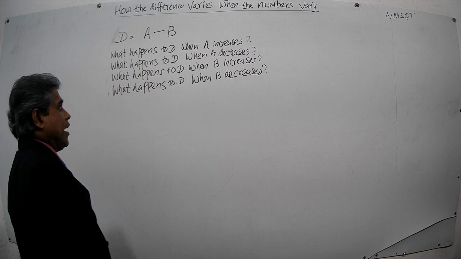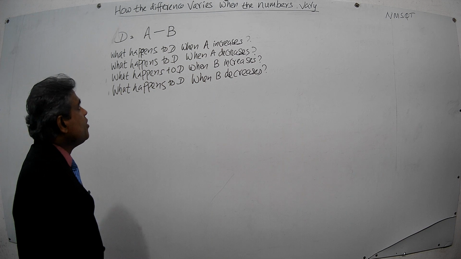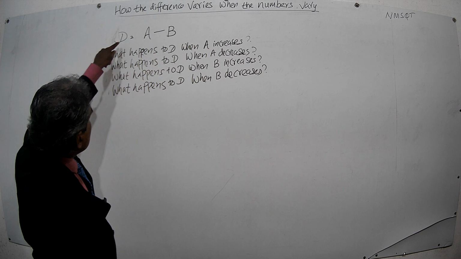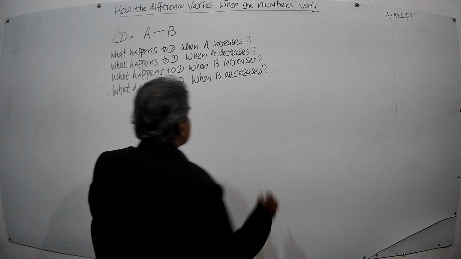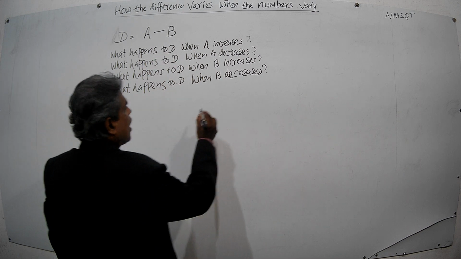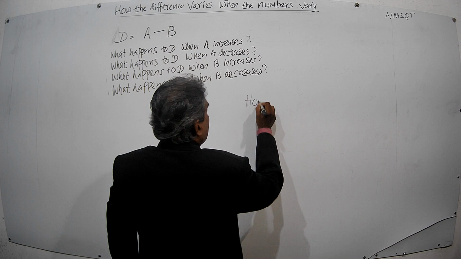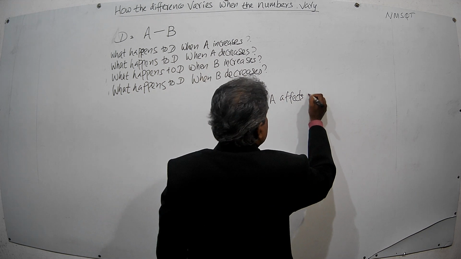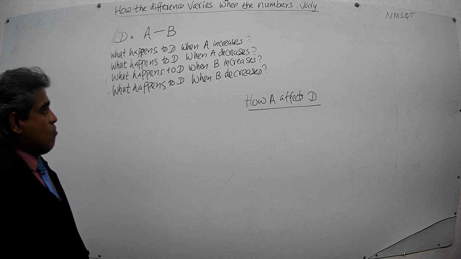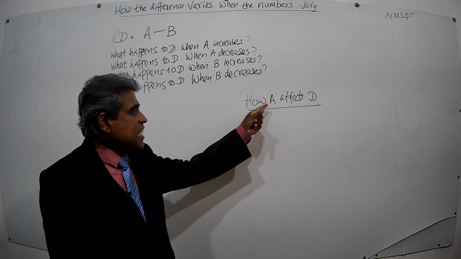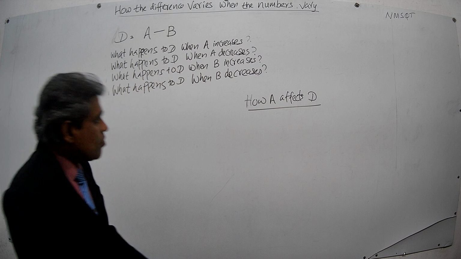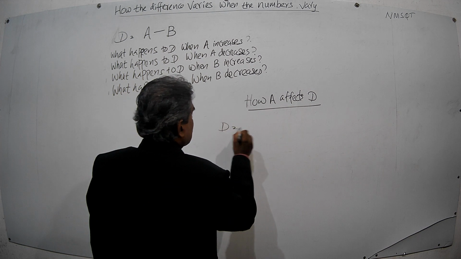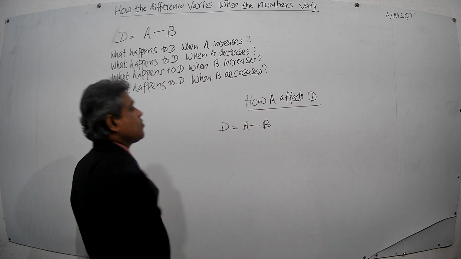D equals a minus b, right? Now we will study how changes in a affect d. For that, I take b as constant. For studying the effect of the changes in a on d, I take b as a constant. Then I write here d equals a minus b. B is a constant, right?